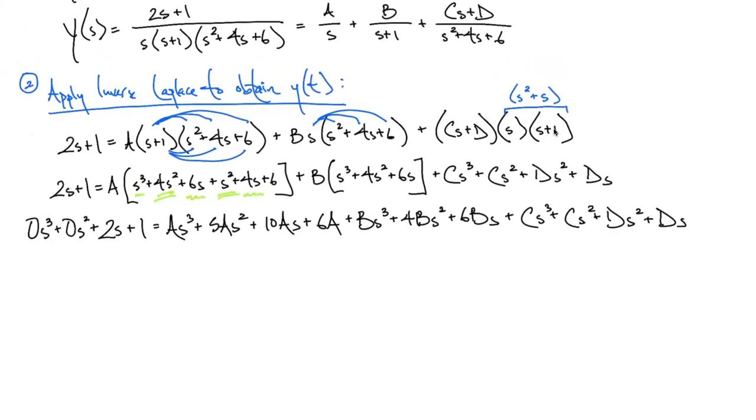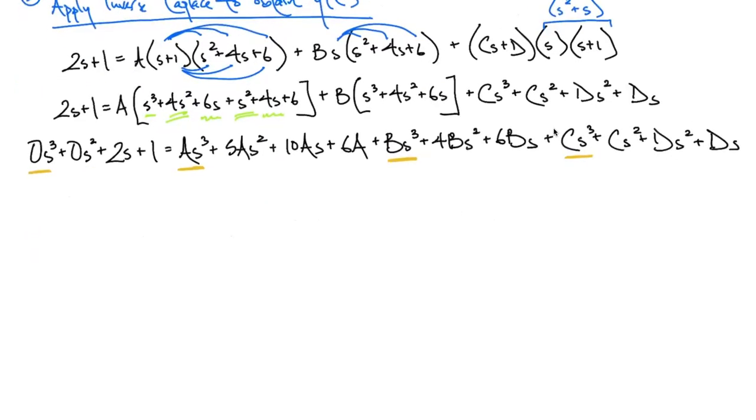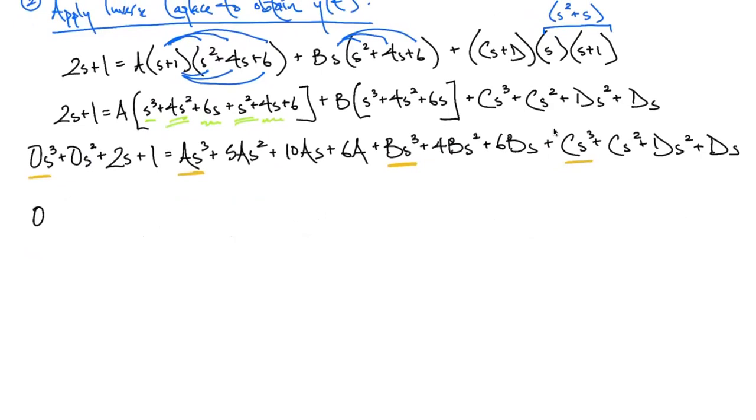And so once we have those, my suggestion to you would be to go through and group all of your like terms. For example, we have 0s cubed equals as cubed plus bs cubed plus cs cubed, and there's no s cubed with a d. So I can write that as one equation: 0 equals a plus b plus c.